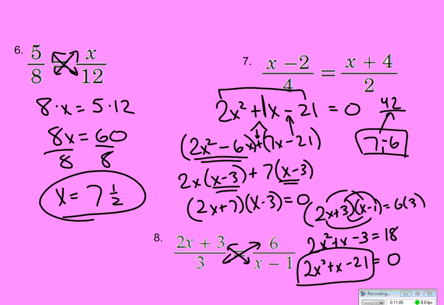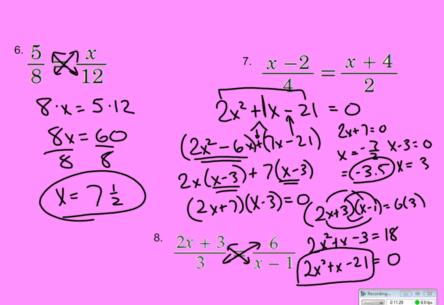So what are my possibilities for an answer? Since it's equal to 0, I set each part equal to 0. So that's going to be 2x plus 7 equals 0, x minus 3 equals 0, so x equals 3, or x equals negative 7 and a half, or negative 3 and a half. So there's my answers. X can equal those things. That is a great review of your algebra.